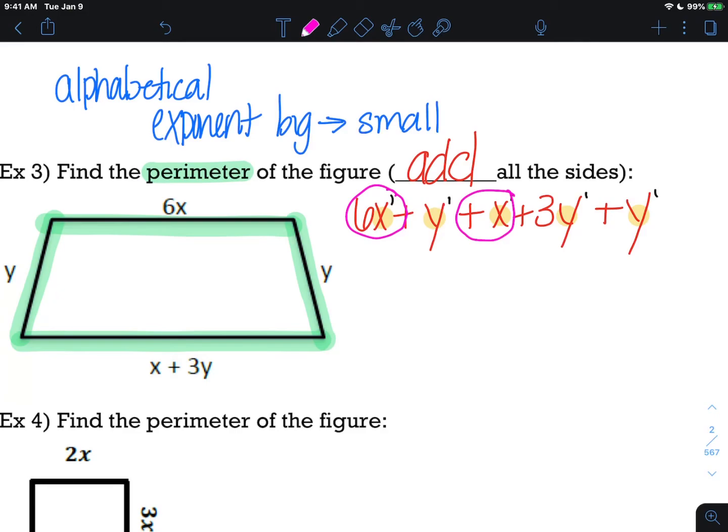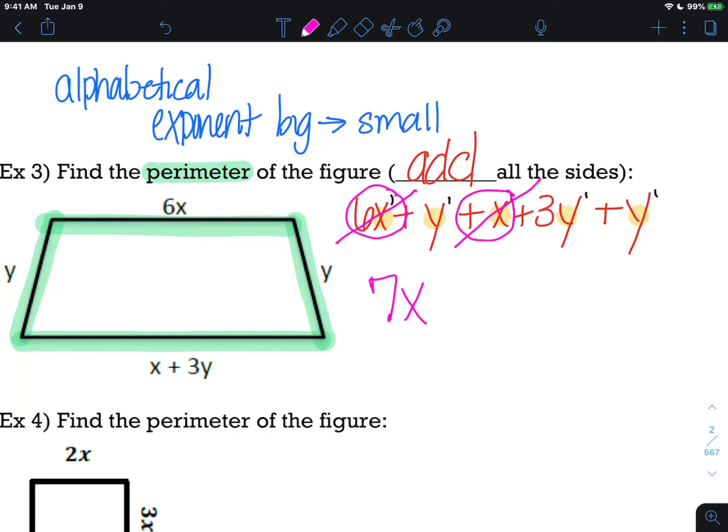So positive 6x plus x, I have 6 here, plus 1 more. That means I have 7 total. When I'm done combining like terms, I'm going to cross them off. Okay, now I'm going to move on. I don't have any more x's to deal with as far as exponents, so I'm good with x.